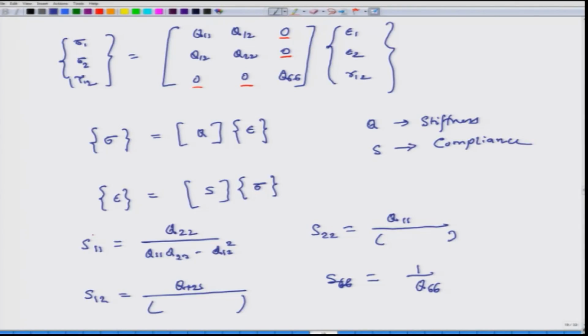The last set of equations which I will discuss in context of these materials are relationships between engineering constants and the Q or S elements. So, what are engineering constants? So, we are going to discuss engineering constants and how they are related to S matrix. So, this relationship we will discuss. Okay.